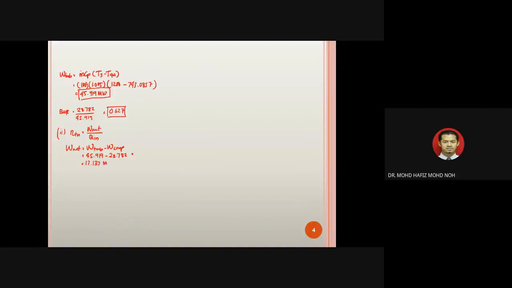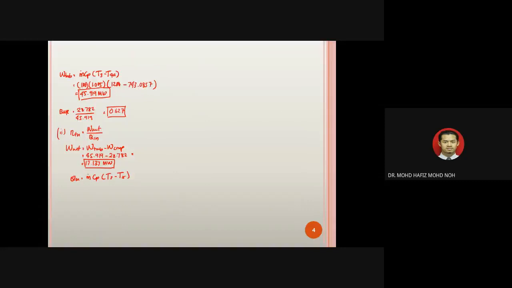17.137 megawatt. Right. Okay. And then you proceed to calculate Q in. So Q in is m dot Cp (T3 minus T5). When you have the regeneration, that means T3 minus T5. If you don't have the regeneration, that means T5 minus T2 actual.